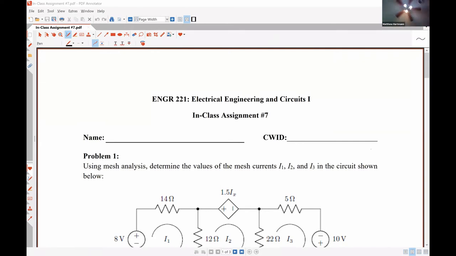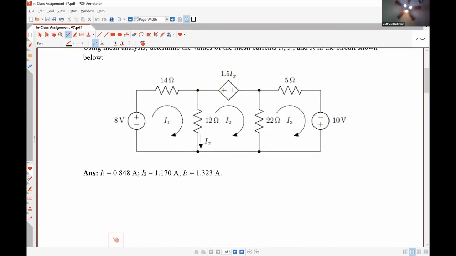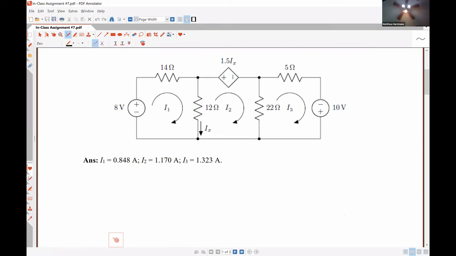Our first problem is very similar to the first problem on the nodal analysis in-class assignment, in as much as you've already got your mesh currents defined for you. To be clear, we're going to be looking at mesh one, mesh two, and mesh three. Since there are no current sources, we won't have to worry about applying supermesh techniques or anything like that. So we can write our KVL equation around mesh one.